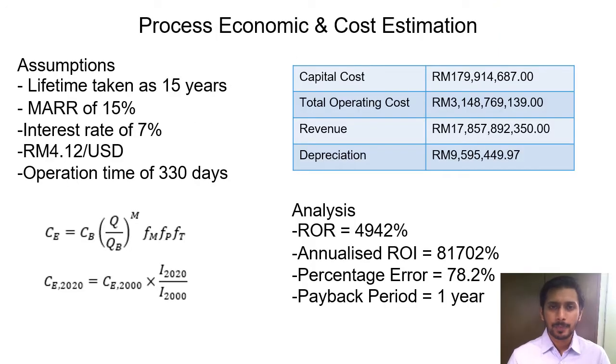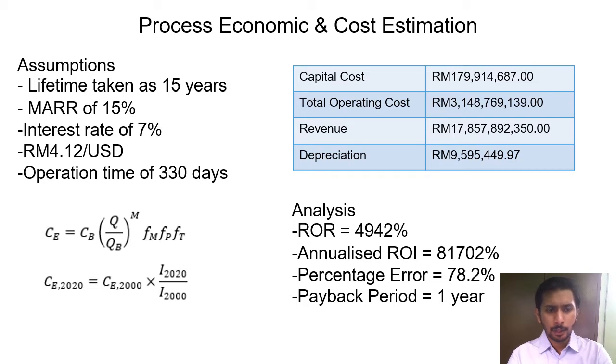Hi and good day. I'm Prakash, and right now I'll be presenting on the process economics and cost estimation of the lubricant-based oil plant. Some of the common assumptions that we have taken are that the plant has a lifetime of about 15 years, and it has a minimum attractive rate of return of about 15%. It also has an interest rate of about 7% for other economic calculations, and we are also using a currency conversion of Malaysian ringgit of 4.12 to every US dollar.